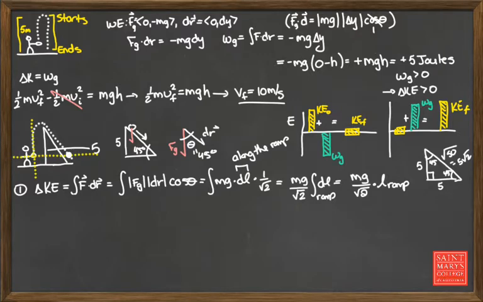So the length of the ramp in this case is not 5 meters, but it's 5 times the square root of 2 meters. So then the work that is done by gravity is mg over the square root of 2 times the length of the ramp, which we just said by the Pythagorean theorem is 5 square root of 2. That's nice, the square root of 2 cancel. You again get mg times 5 meters, which is again 5 joules.